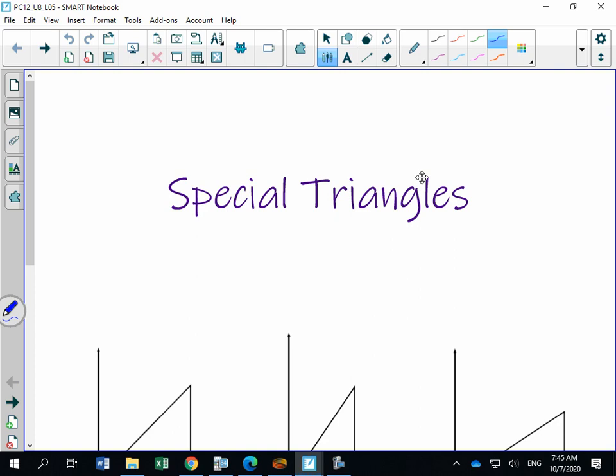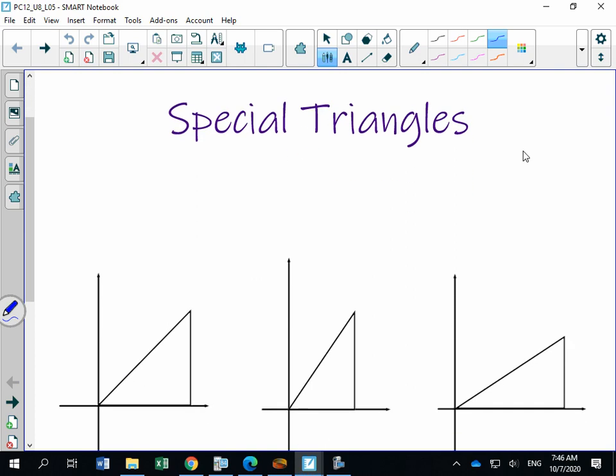And in 20-1, there were 2 special triangles that we introduced you to. The 2 special triangles were the 45, 45, 90-degree special triangle, so it was an isosceles triangle. And then the second special triangle was a 30, 60, 90 degree.